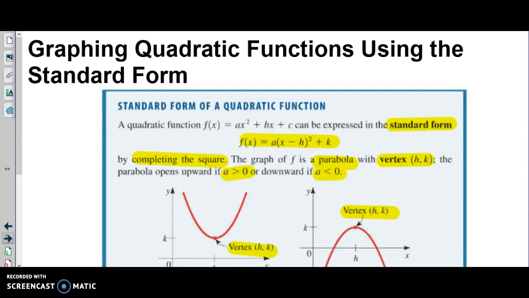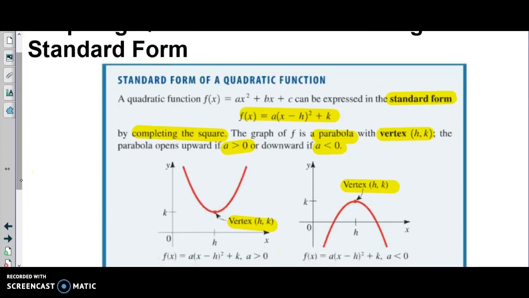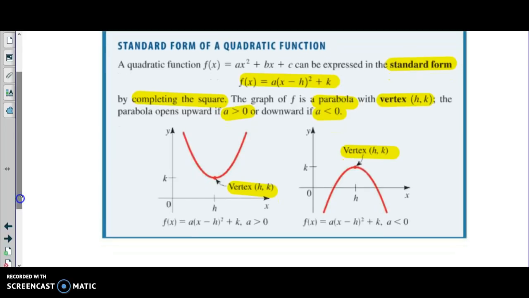Then we're going to talk about how we graph a quadratic function using the standard form. If you notice some things that I've highlighted, we're going to be talking a lot about standard form. You can use standard form and find it by completing the square. Notice that the parabola has the vertex (h, k), and if a is greater than 0, it's going to point upwards. If a is less than 0, it's going to point down. So notice here in this area we have a minimum and we also have a maximum, which we'll get into a little later.